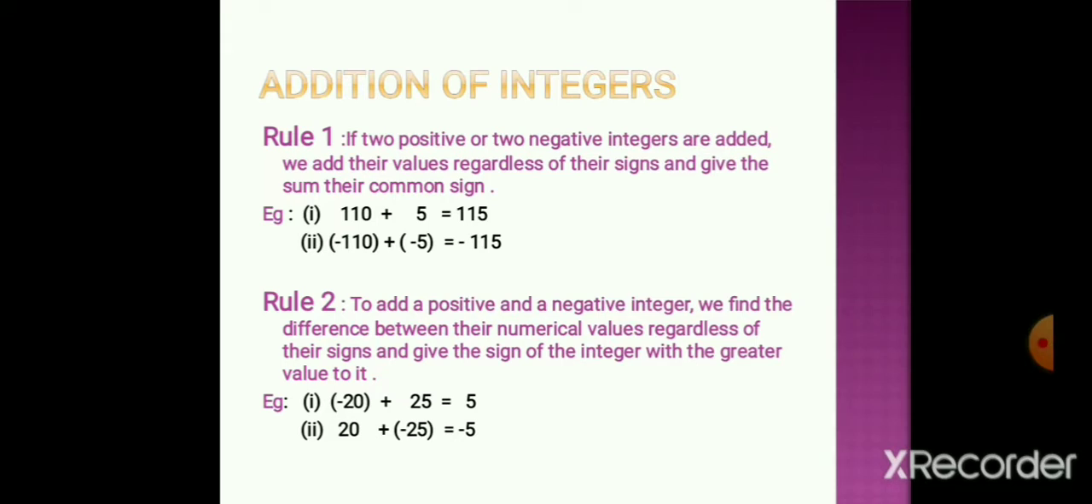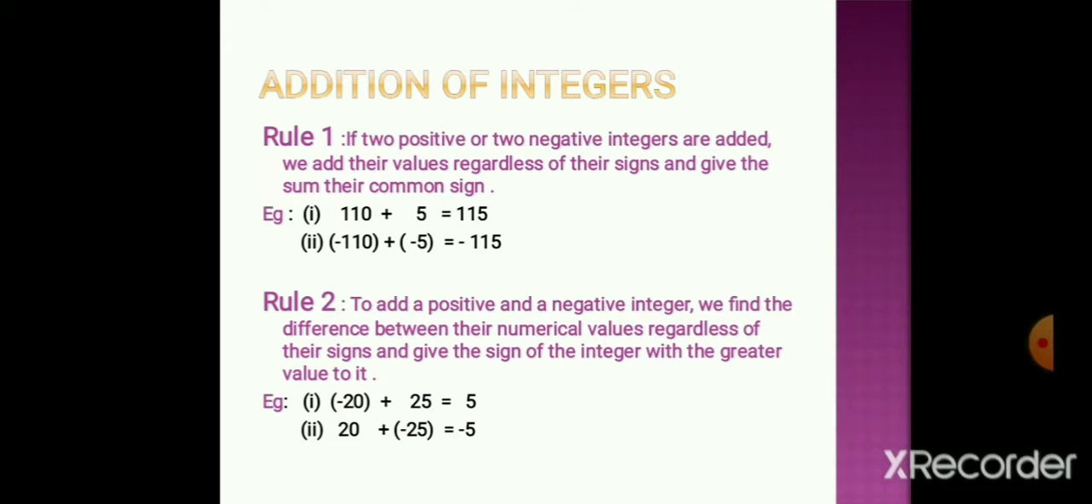Then look into the number which is greater. 25 is greater, its sign is positive. So the answer is positive 5 or simply 5. Then next example: 20 plus minus 25. Here also the signs are different, so you have to subtract them. So 25 minus 20 is 5. Then look at which number is greater. 25 is greater, its sign is negative, so the answer is negative 5.